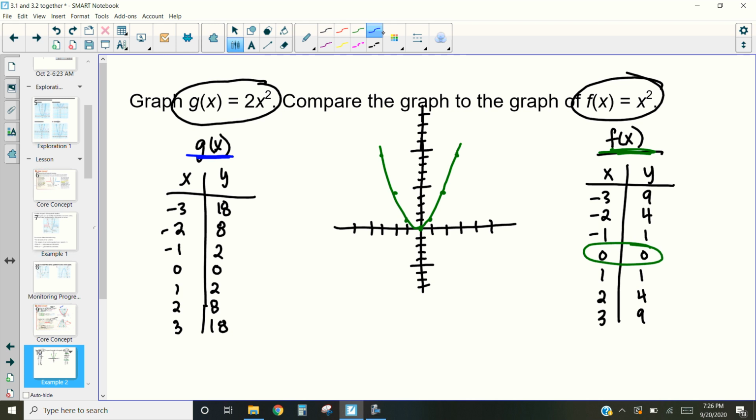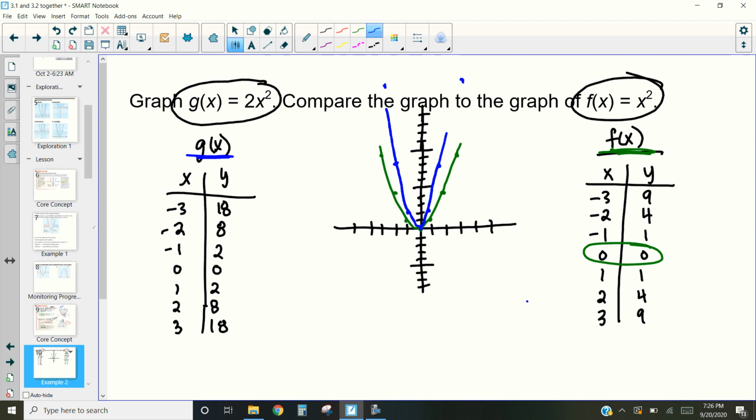So as I graph this, this still has that same point, (0, 0). But as I go over 1, instead of going up to 1, it stretches all the way up to 2. And then when we go over to 2, we actually get all the way up to 8. So (2, 8). And then when we get to 3, we're actually going to be totally off our graph, way up here. And so what this graph ends up looking like is it ends up looking like this.